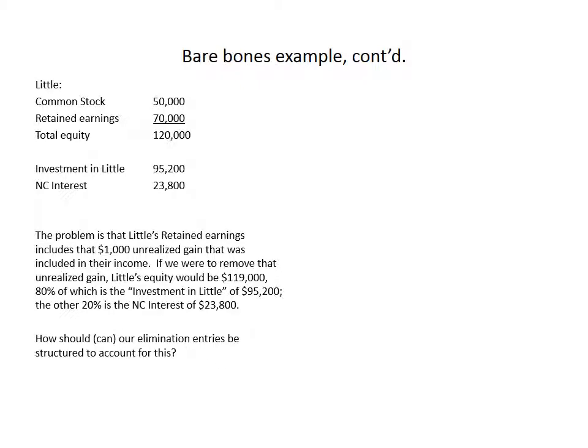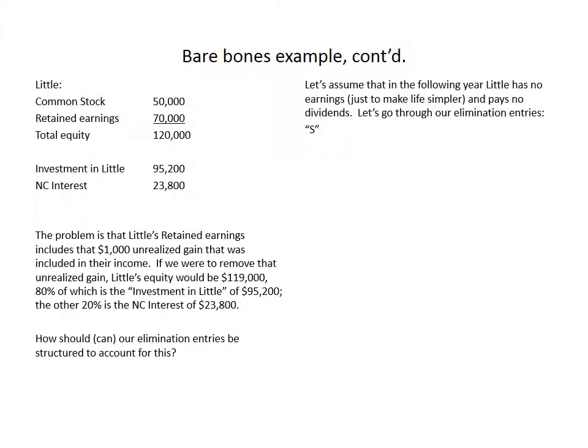Now, how can we adjust for this in our elimination entries? We know what our goal is. Our goal is to eliminate the subsidiary's beginning of year equity accounts, to eliminate the investment income, to eliminate the investment, to eliminate the unrealized gain. We have a bunch of different routes we can take to get to our destination. The way I'm presenting this is simply my personal preference, the way I think works in the most intuitively appealing manner. So let's go ahead and assume that the following year, just to make life simple, Little has no earnings at all, and again, they're not going to pay any dividends.